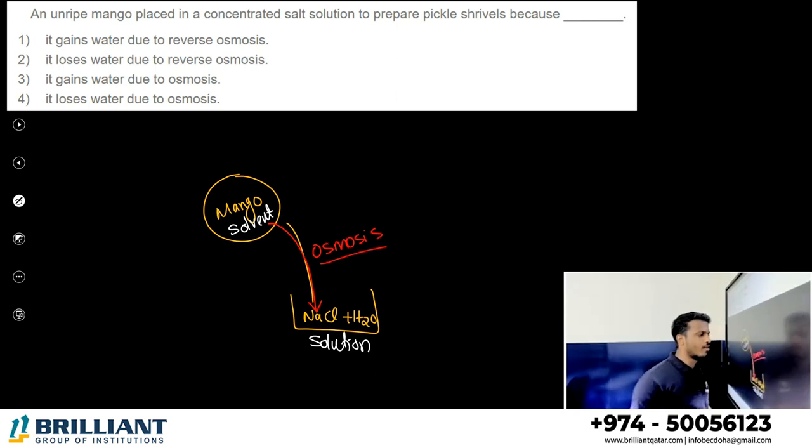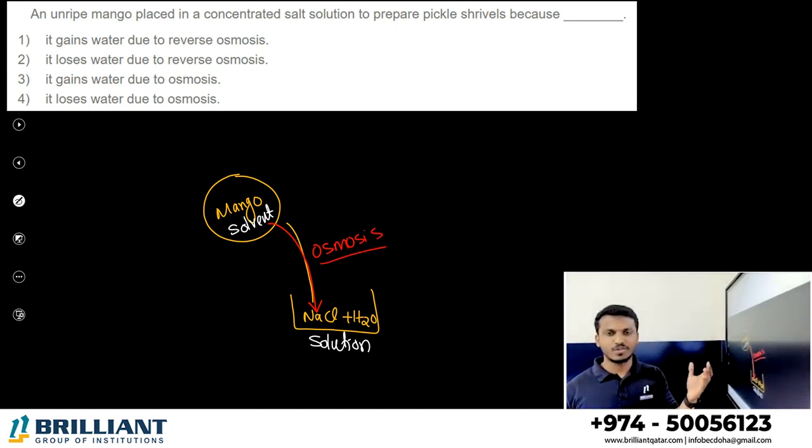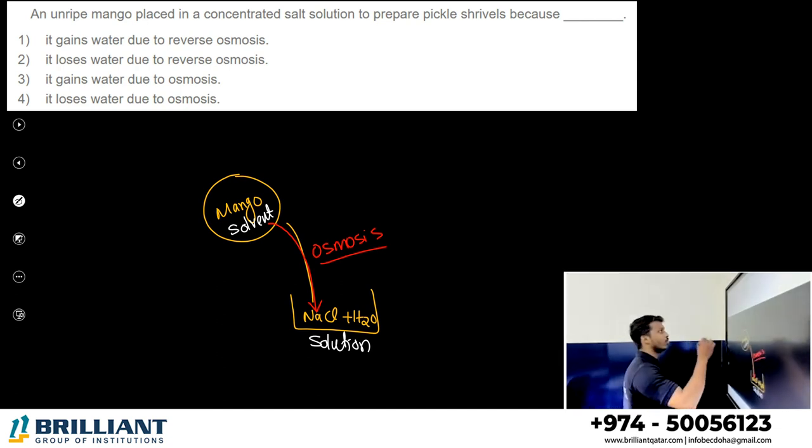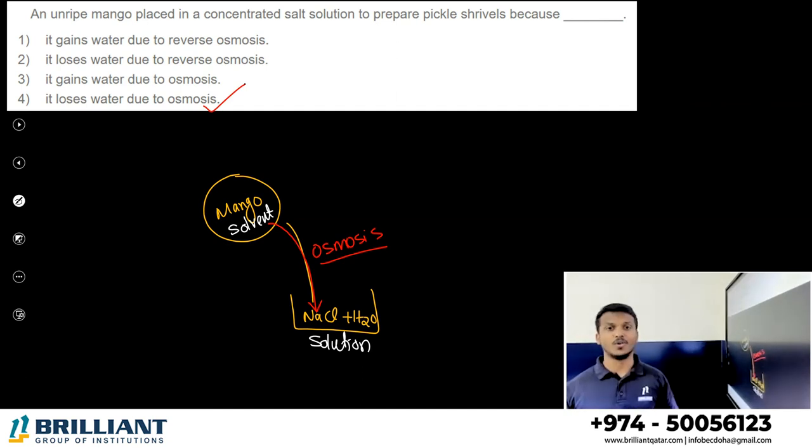Movement of solvent from a higher concentration of solvent to lower concentration of solvent through a semi-permeable membrane is called, which one? Osmosis. So what is the answer? Why does the mango shrivel? It loses water due to osmosis. It loses water due to osmosis. Okay, not reverse osmosis, osmosis.